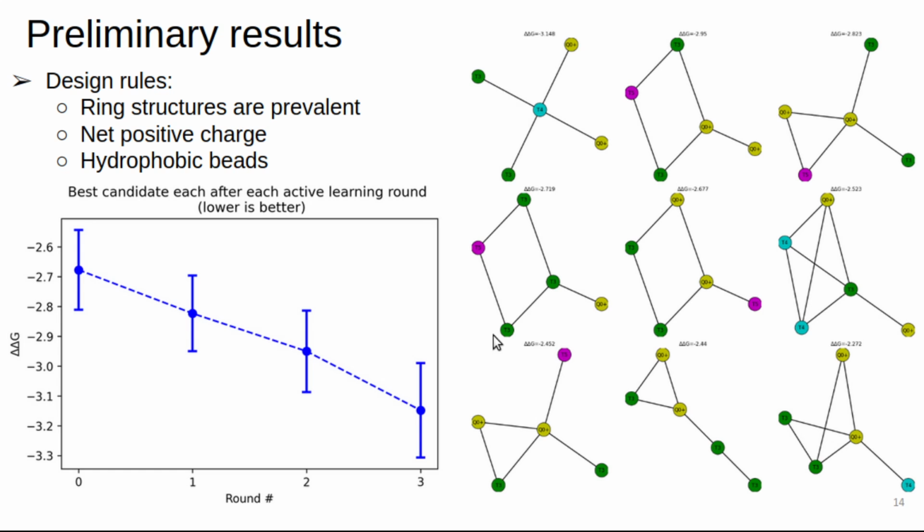After each round has selected the next best candidate that has yet been seen. We can take a look at some of the best candidates that have been selected to date and begin to derive and think about some design rules that are coming up. So for instance, ring structures are very prevalent. The ring structures in this coarse-grained space might correspond to different ring structures in all atom space, such as benzene rings. All the top candidates so far have a net positive charge and at least one hydrophobic bead. So this makes sense because the head groups of the cardiolipin are net negatively charged, and it's preferred for the molecule to be hydrophobic, which enables it to better insert into the membrane interface from the water.